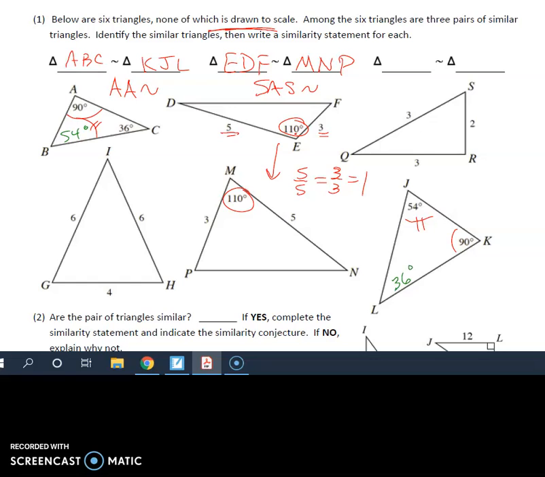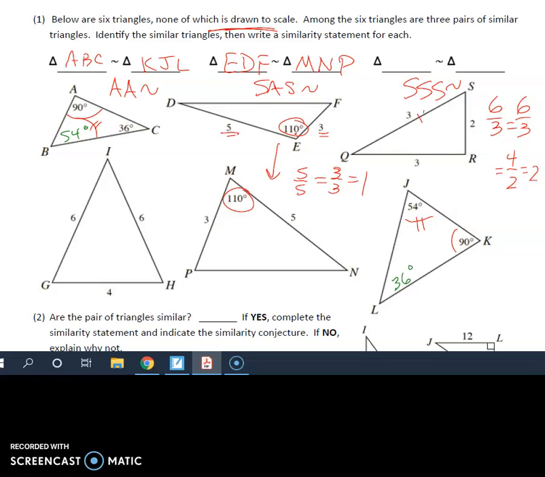And then the last pair of triangles are similar by side-side-side similarity. If I pair up the longer sides to the shorter, I have 6 to 3, and then 6 to 3 again, and then 4 to 2. In all cases, these simplify to 2. So all three sides have the same scale factor.